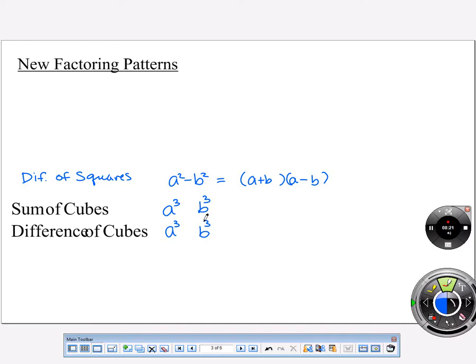What are some examples of perfect cubes? 8. What else? 27.